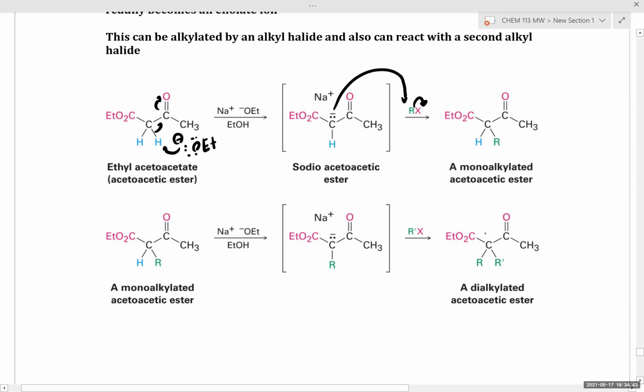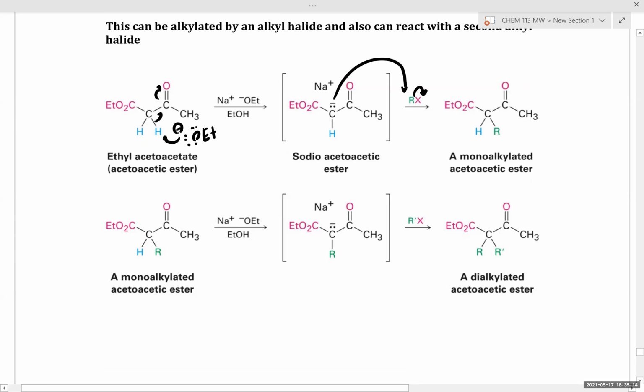Does everyone see the parallels between these two synthetic methods? Does this discussion make sense to everyone? Okay.